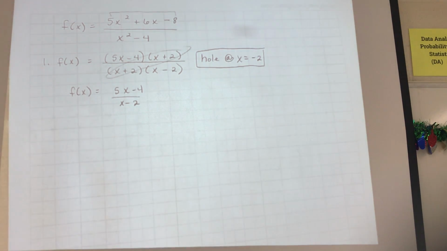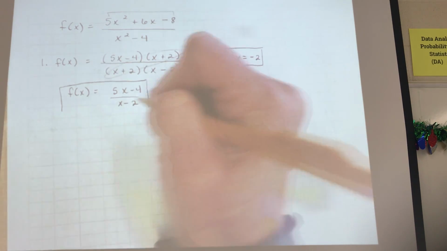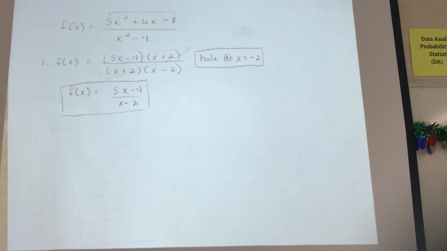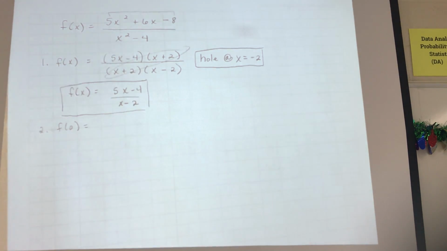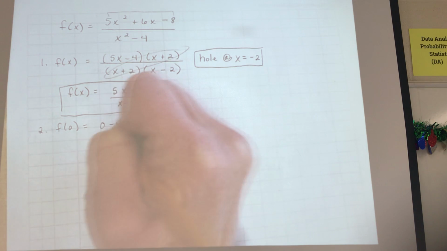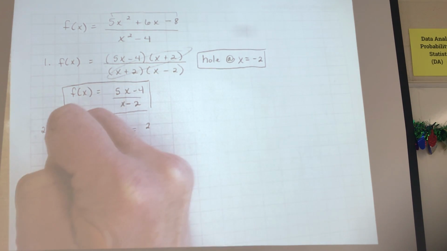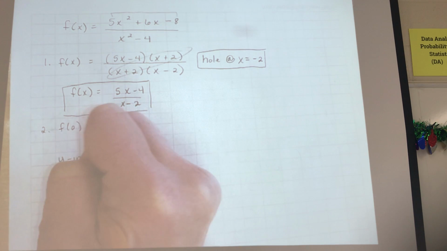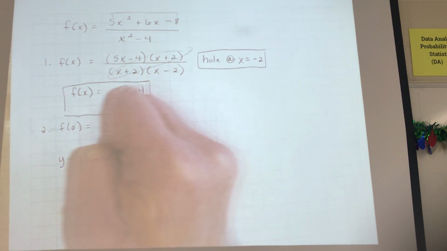So this is the function that I'm going to work with for the remainder of the steps. I don't look back to the original function. I focus on this simplified function. Here goes. Step 2. Find the y-intercepts by evaluating f of 0. Well, that would be 5 times 0, which is 0, minus 4 over 0 minus 2, which is 2. So my y-intercept is 0, 2.